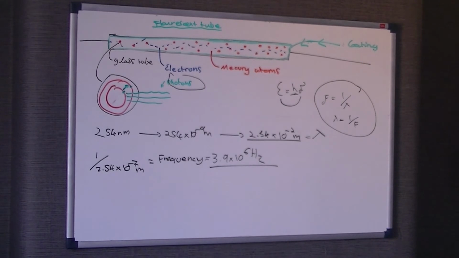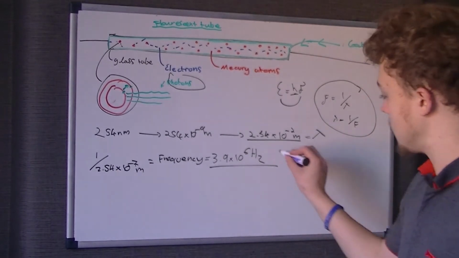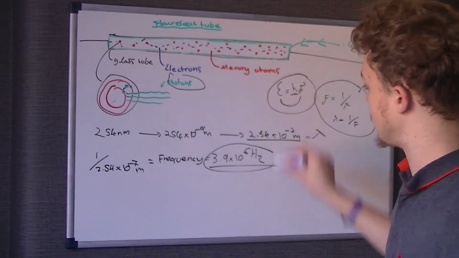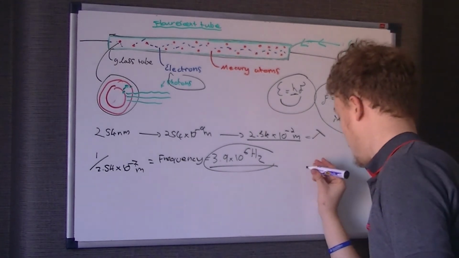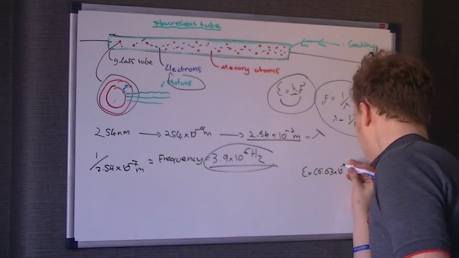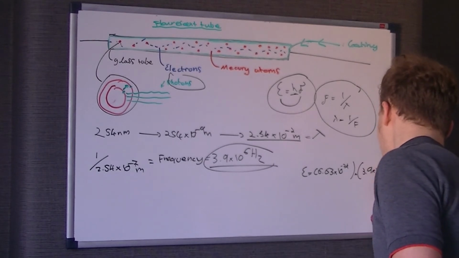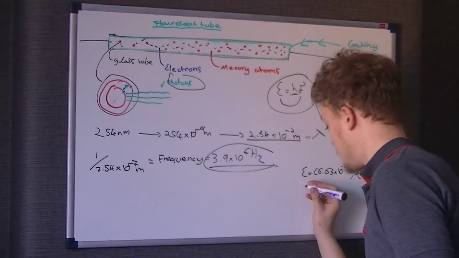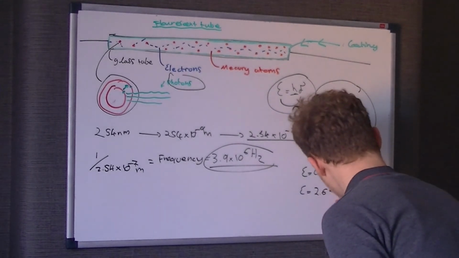The next question says calculate the energy of these photons in electron volts. Well, the first thing we need to do is calculate in joules to be able to convert to electron volts. So we know this is the frequency, we know the energy of a photon, E equals hf, so we just sub in our known values, so therefore E equals 6.63 times 10 to the minus 34 times 3.9 times 10 to the 6 hertz. Remember this is in joules, so E, the energy of that photon emitted, is equal to 2.6 times 10 to the minus 27 joules.